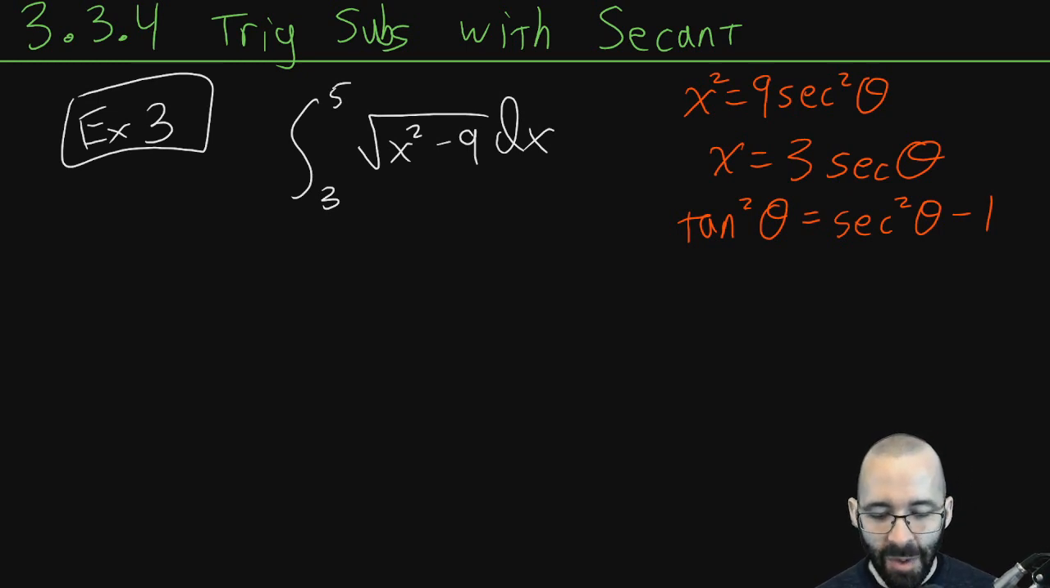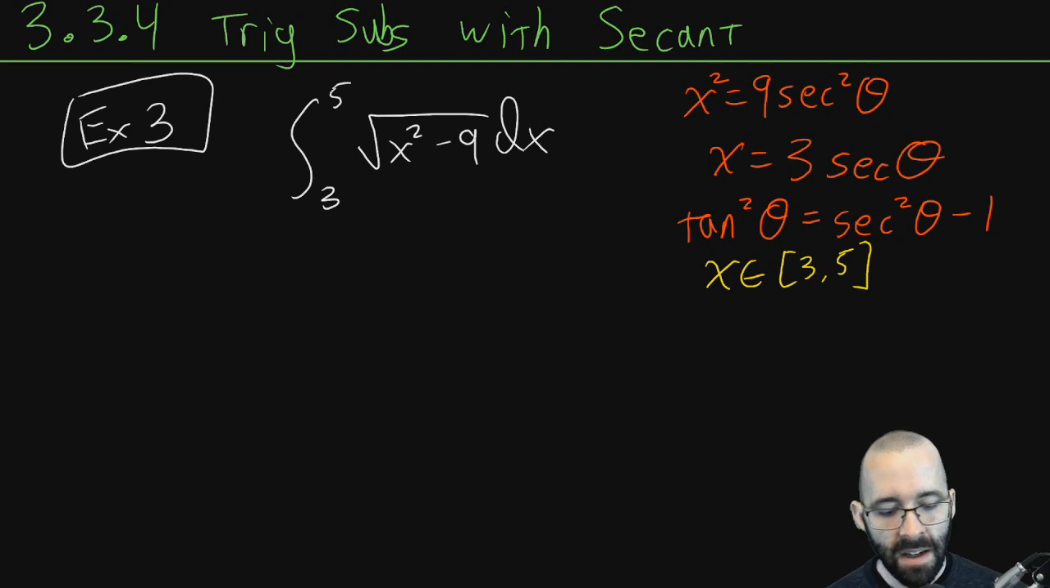So what do we know about x here? Specifically in this case, x is between 3 and 5. Generically, x would be at least 3 or no more than -3. We'll worry about that case in a later problem. But here, we know that x is in the interval from 3 to 5. So the question is, what is secant going to be? And that's where things get pretty interesting.